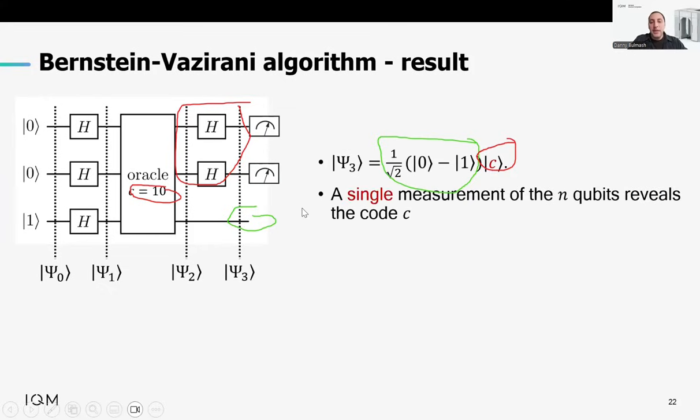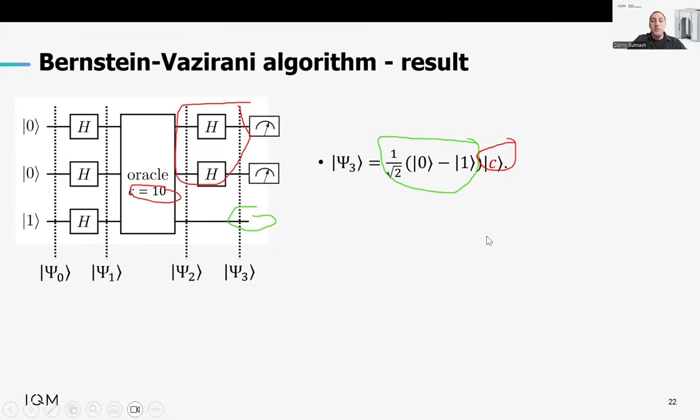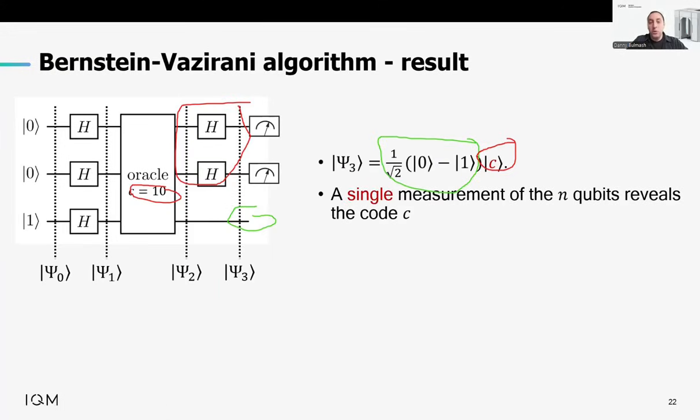So that means that by measuring the n qubits exactly once, all we have to do is measure these code qubits, these output qubits. There's no superposition left for the output qubits, just for the answer, which we don't have to worry about. We measure them once and we're guaranteed to get our secret code. And remember, we had to do that many, many times without using quantum mechanics. So that's the result of the Bernstein-Vazirani algorithm. By only preparing one set of input qubits, we can measure them once and always get the secret code out.